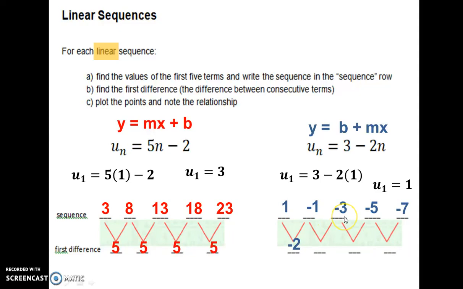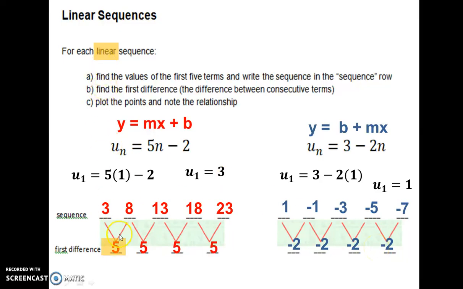To go from -1 to -3, you go -2, and so on and so on. All right, so again, the first difference is constant. And if the first difference is constant, it tells you it must be linear. That's like our slope. So now that's the important thing to note.